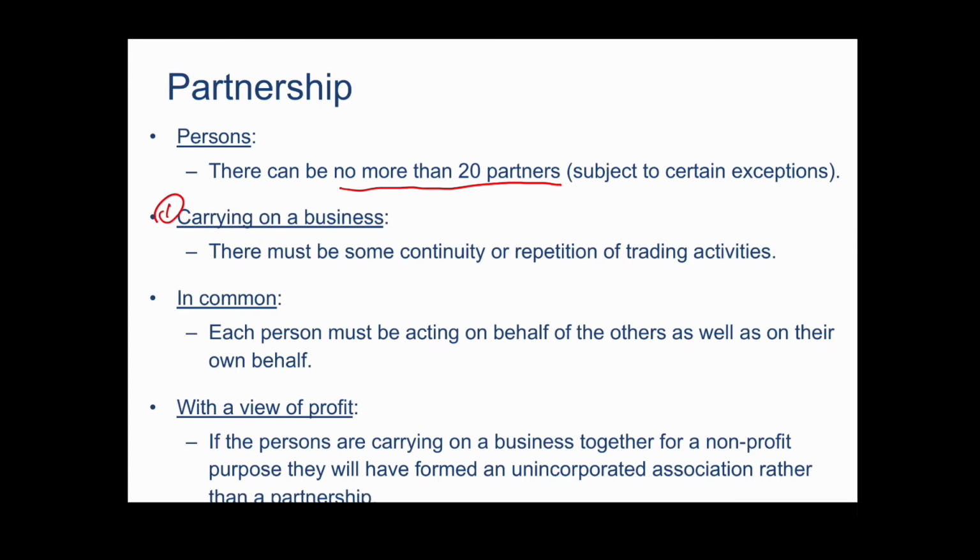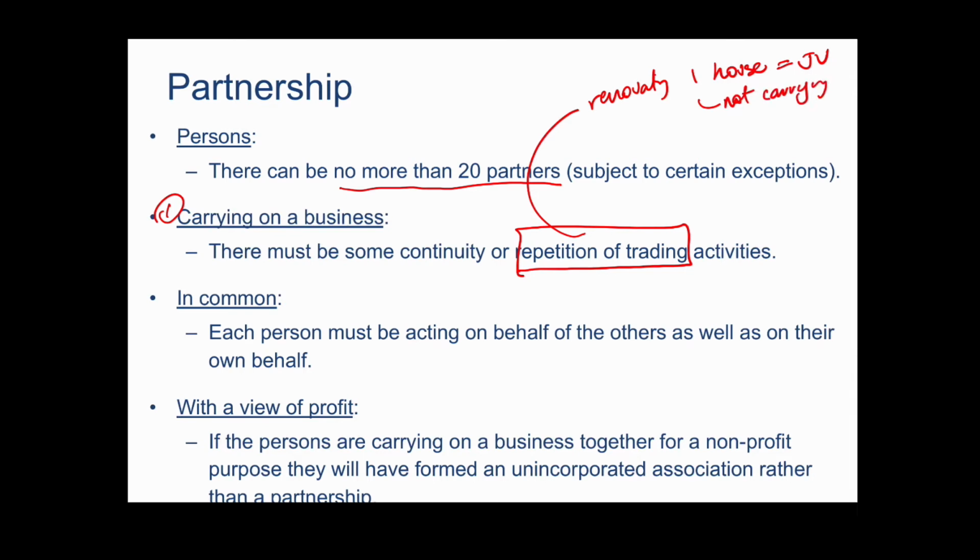You've got to be carrying on a business. That means there's got to be some repetition of trading. So for instance, renovating one house is not carrying on a business. Renovating one house is not repetitive. That would be considered a joint venture. So you can renovate a house with someone and not be carrying on a business. But if you renovate several houses, if you're renovating houses full time, then yes, you have this repetition of trading activity. So you've got to look at whether it's this ongoing nature of carrying on a business.